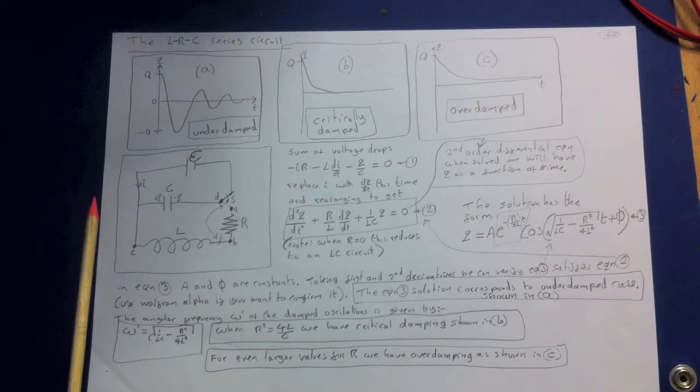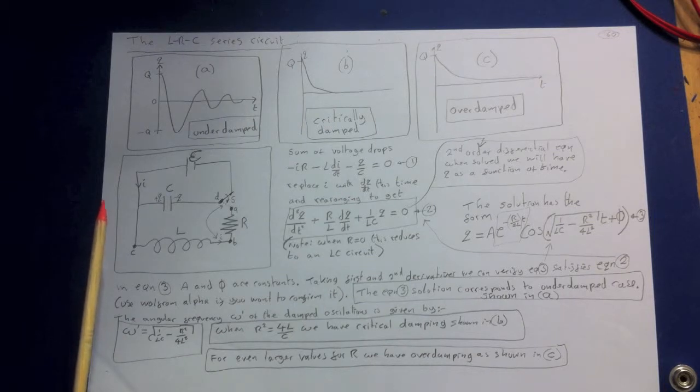Then at time t equals 0, we flip the switch to the downward position, removing the source from the circuit and placing the capacitor in series with the resistor and the inductor.